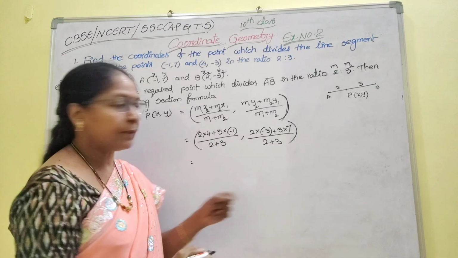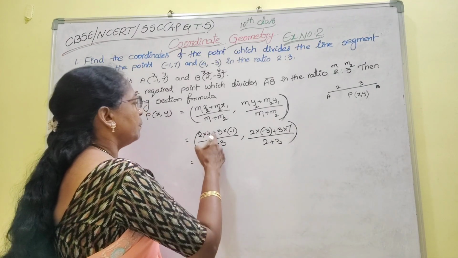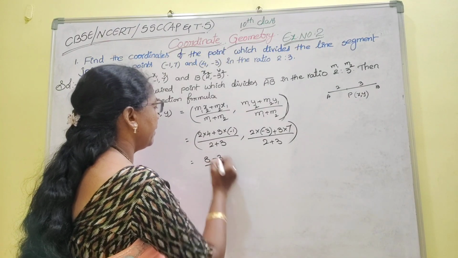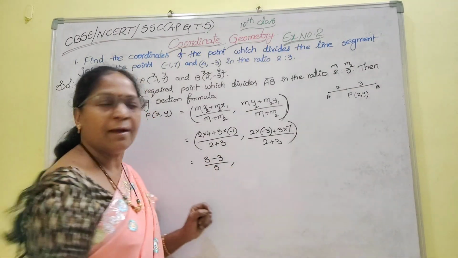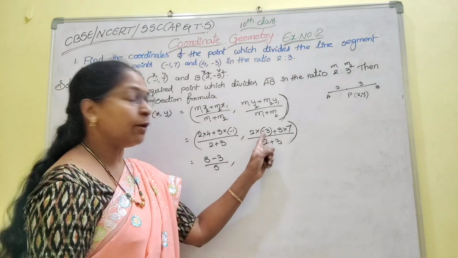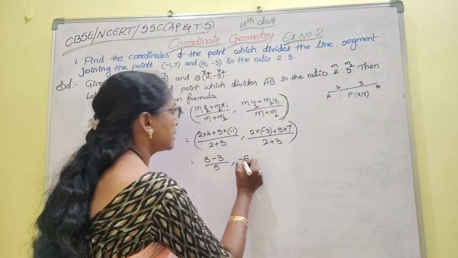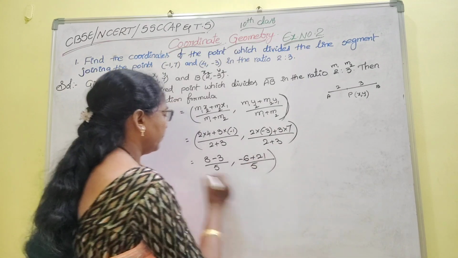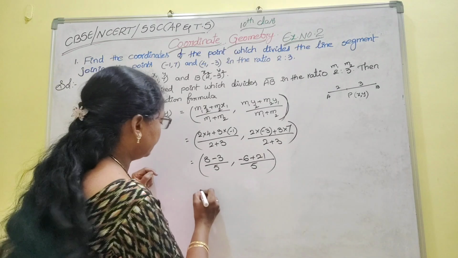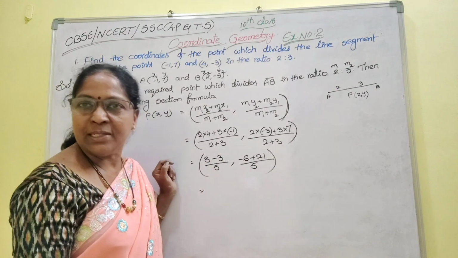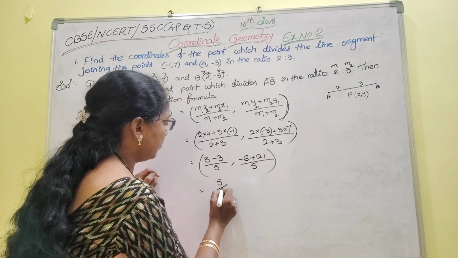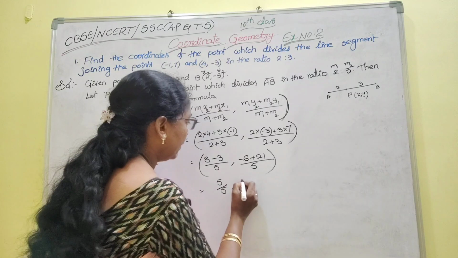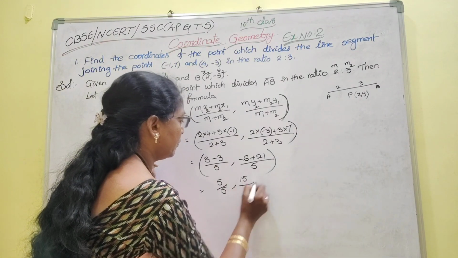Now simplify that. 2 fours are 8, plus into minus, minus 3 ones are 3, divided by 2 plus 3 equals 5, comma. Here 2 threes are 6, but here there is a minus, so I also write -6, plus 3 sevens are 21, divided by 5. Keep the bracket. Now 8 minus 3 equals how much? 5. So 5 by 5, comma, -6 plus 21 equals how much? 15. So 15 by 5.